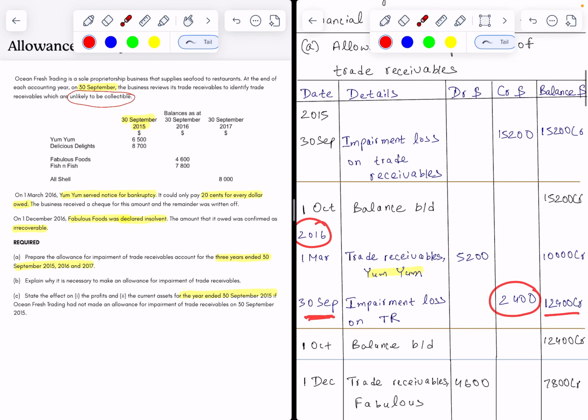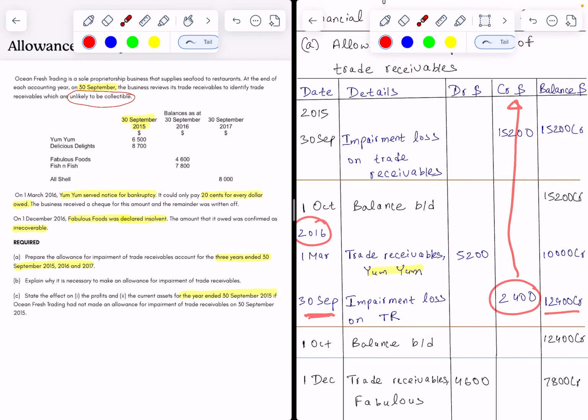Therefore, it is recorded on the credit column, right? With the relevant cross-reference for the account used in the details column being the impairment loss and trade receivables. So make sure to write the full form. I just didn't get enough space.